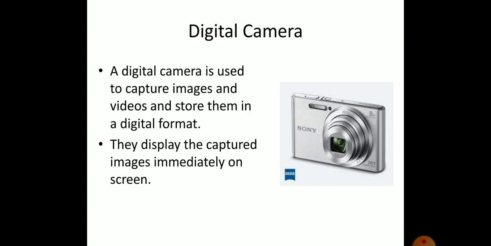Next input device is digital camera. A digital camera is used to capture images and videos and store them in digital form. They display the captured images immediately on the screen. You can keep records of family and friends. Digital camera is very useful because you can click pictures, occasionally on your birthday, on festivals. So you are keeping records of your family and friends.